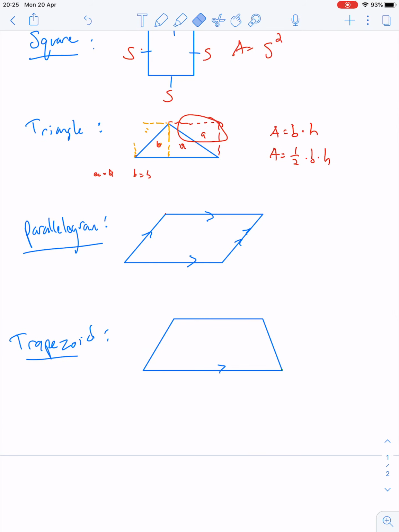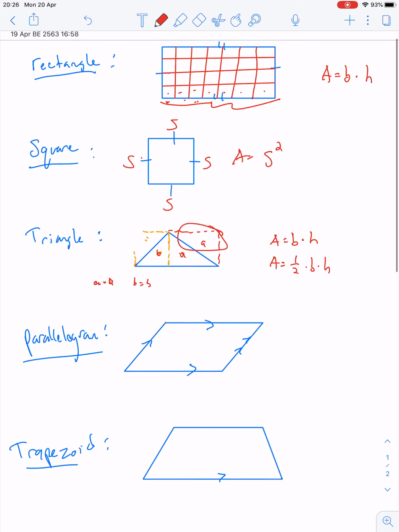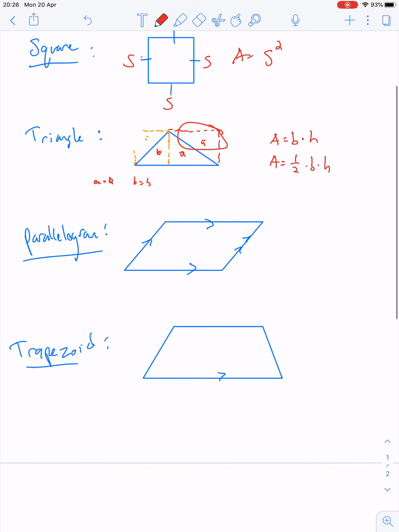Parallelogram. A parallelogram is two sets of parallel sides. You can see the sides aren't perpendicular to each other. The opposite sides are equal though, but they're not perpendicular. That's the idea. So it ends up being a similar thing to the rectangle, but I want to show you why. So, say our height right here. Say I cut this piece off.